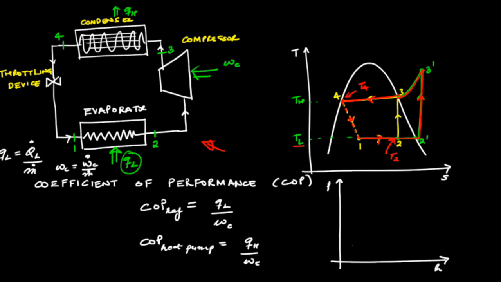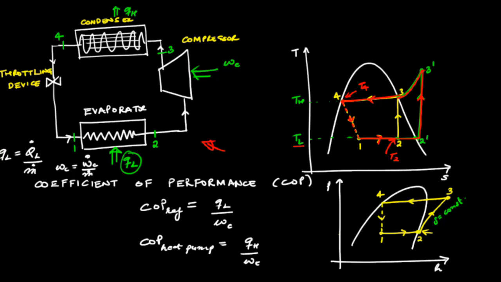On a pH diagram, the vapor compression refrigeration cycle looks like this. So this is our saturation dome. So state 1 is over here, and then in the evaporator heat is absorbed, and state 2, that is saturated vapor at lower pressure, is shown over here, and this process 2 to 3 is isentropic.